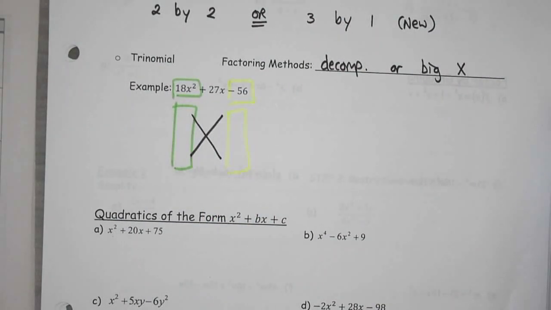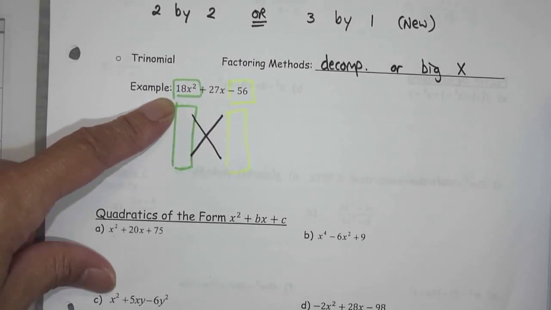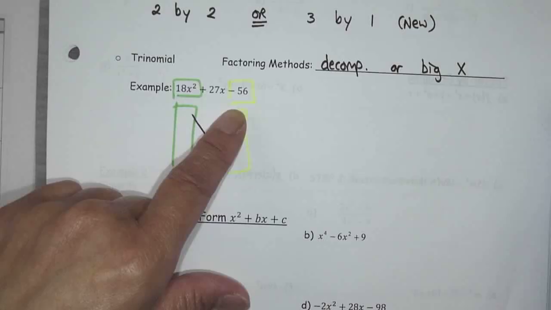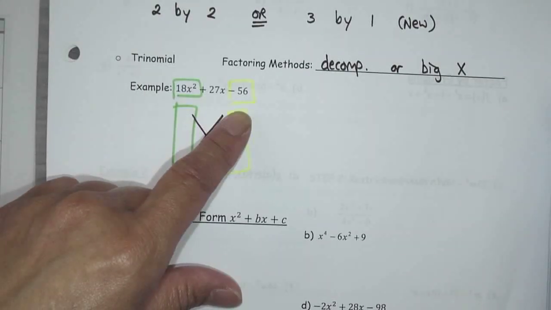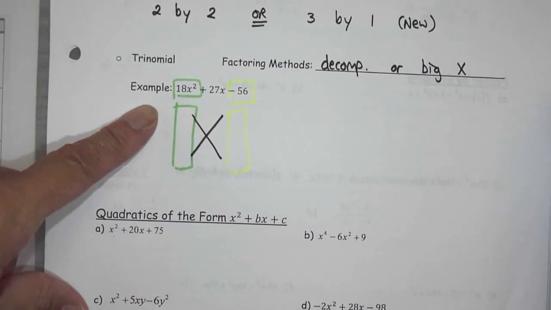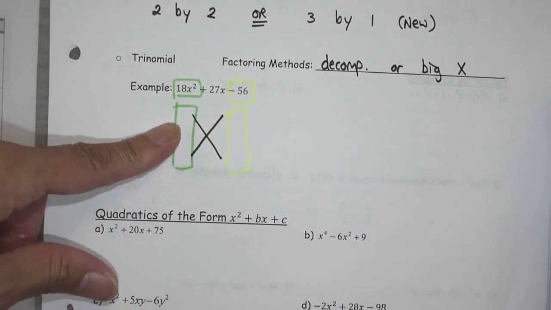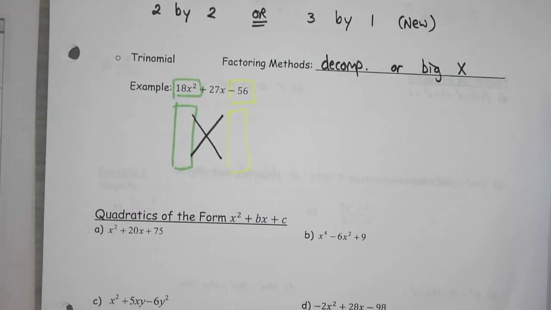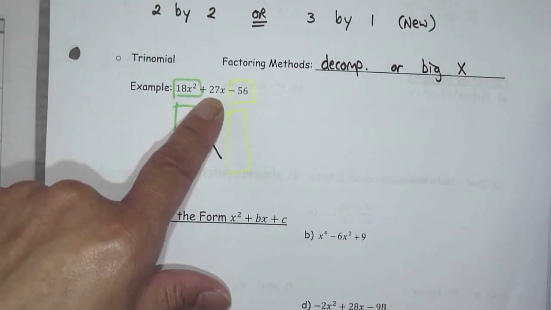The 18 can be broken up into 1 and 18, or 2 and 9, or 3 and 6. The 56, we have 1 and 56, 2 and 28, 3 doesn't work, 4. You can break that up as well. I always start with the left side. Let's try to break that up, and you just choose. It's up to you which way you want to choose. You want to go 9 and 2, 6 and 3, which is not huge. I would not start with 18 and 1.